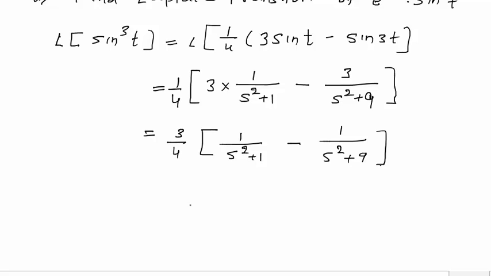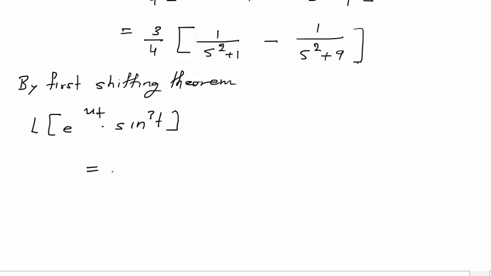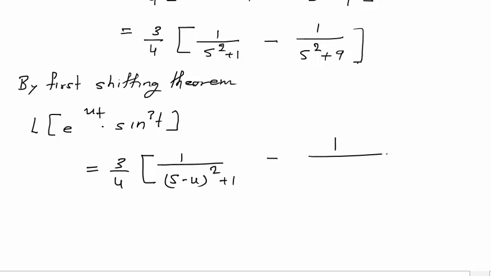Now we got Laplace of sin cube t. So let us apply the first shifting theorem. By the first shifting theorem, Laplace of e power 4t into sin cube t will be equal to 3 divided by 4 into 1 upon, now this s will be replaced by s minus 4, so s minus 4 whole square plus 1, minus 1 upon s minus 4 the whole square plus 9.